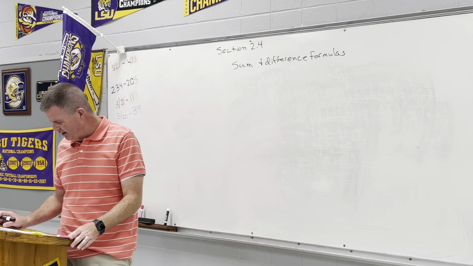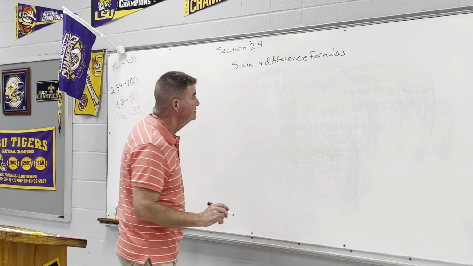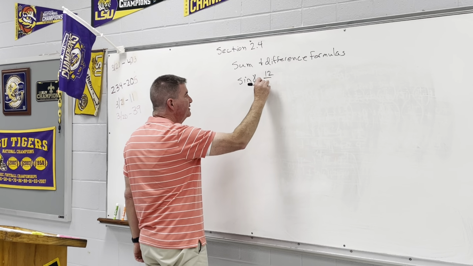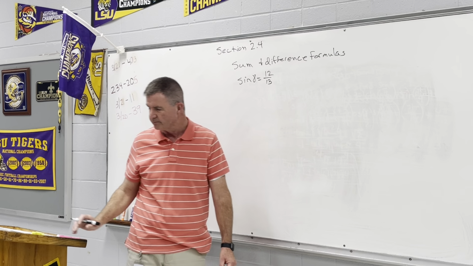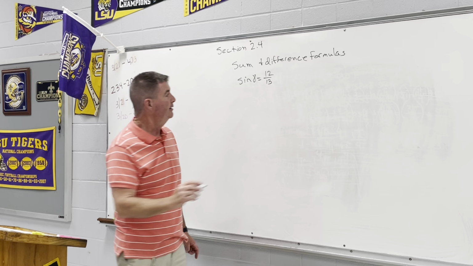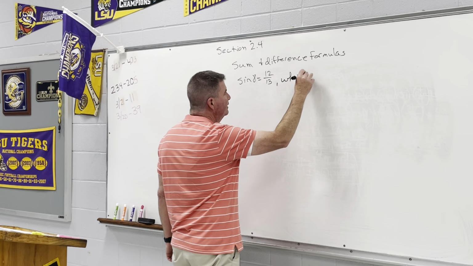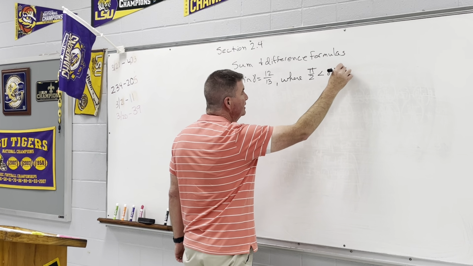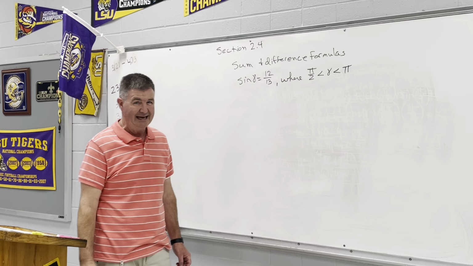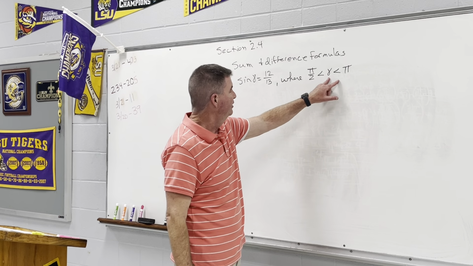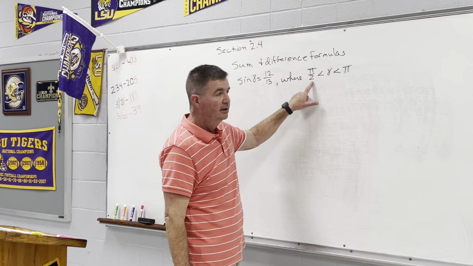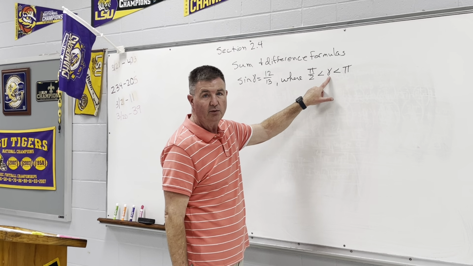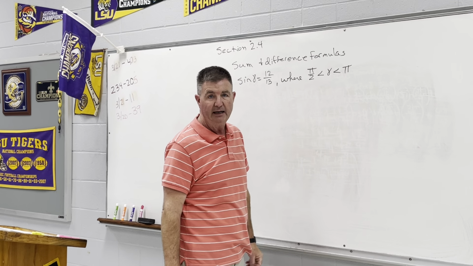Example number 3 says, suppose that the sine of alpha is 12/13. That's given to us. And then they say where pi over 2 is less than alpha, which is less than pi. What does that mean? That means that if alpha is greater than pi over 2 and less than pi, this angle must be in the second quadrant between pi over 2 and pi.